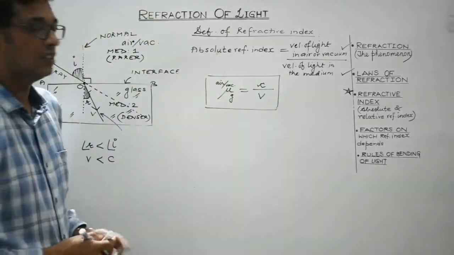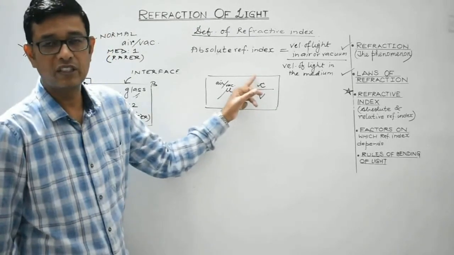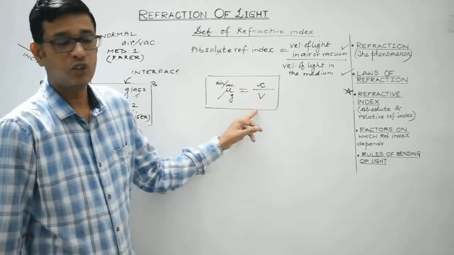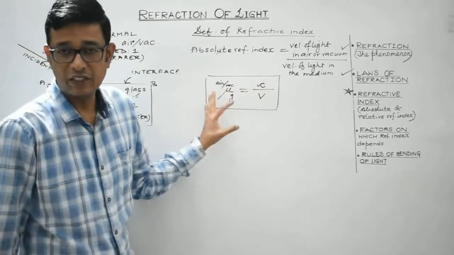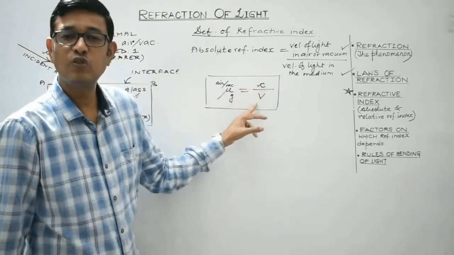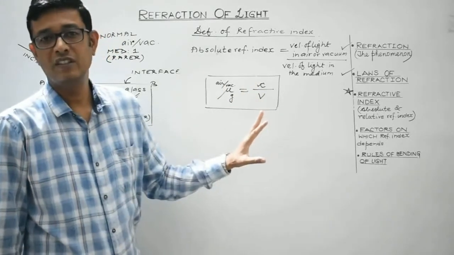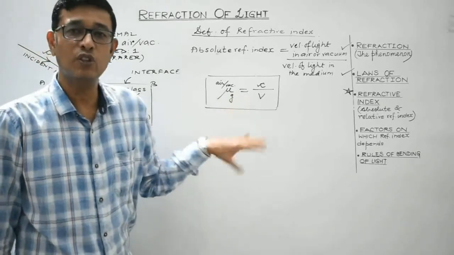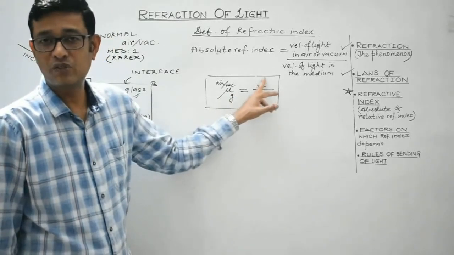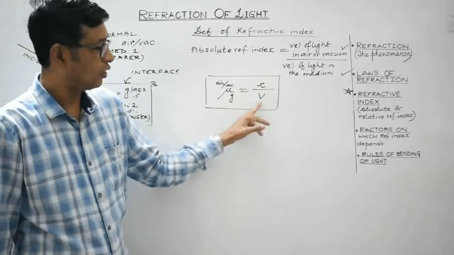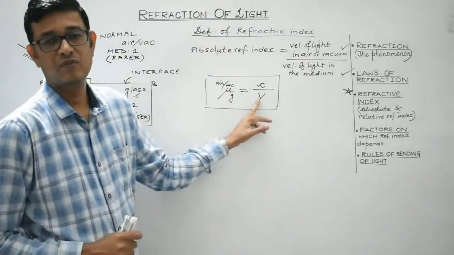Now as we can notice, it is the ratio of two similar physical quantities. This is also velocity, the denominator is also velocity. So it must have no unit at all. So refractive index, being the ratio of two similar physical quantities, does not possess any unit. So refractive index in terms of velocity of light is defined as the ratio of the velocity of light in air or vacuum to the velocity of light in that particular medium. Clear?